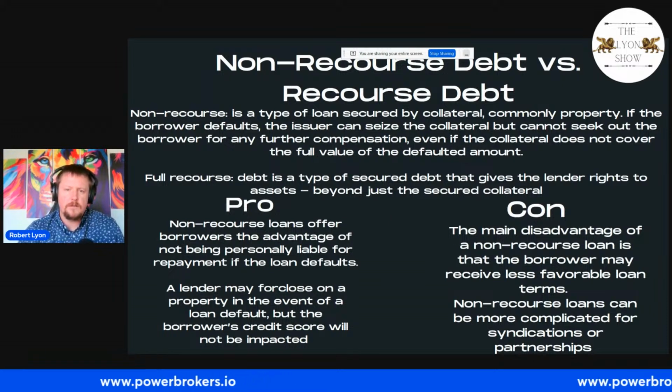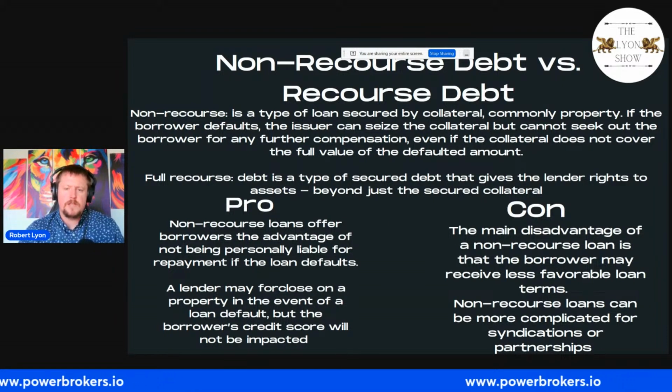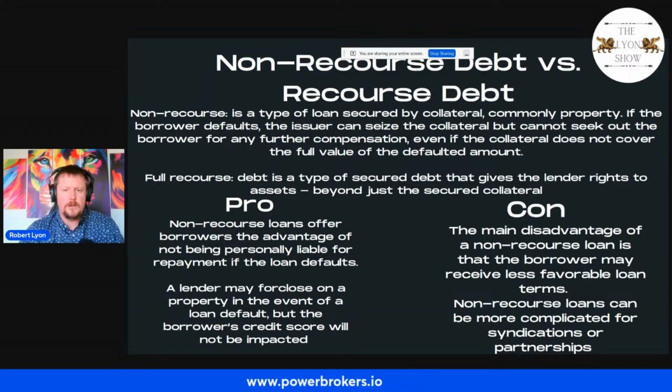All right, now we're going to do non-recourse debt versus recourse debt. So you guys know what this is. Okay, so a non-recourse is a type of loan secured by collateral, commonly property. If the borrower defaults, the issuer can seize the collateral but cannot seek out the borrower for any further compensation, even if the collateral does not cover the full value of the default amount.